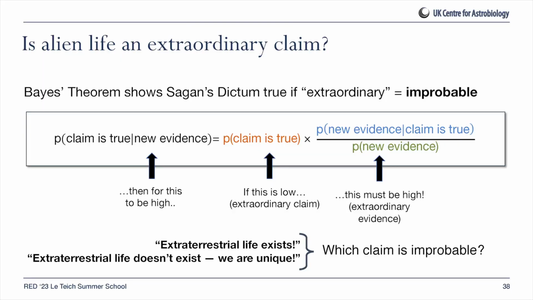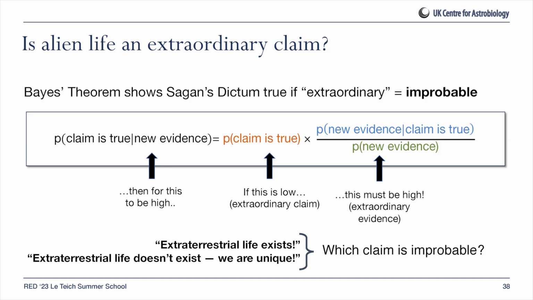The problem with it is it's a little bit unclear what it actually means. I mean, what's an extraordinary claim and what's extraordinary evidence? One way to think about this is if we use Bayes' theorem, then we can see this must be true just from the axioms of the probability calculus. The probability that a claim is true given some new evidence is equal to the probability that the claim is true multiplied by the probability that you would get the new evidence if the claim were true, divided by the probability of obtaining that evidence.